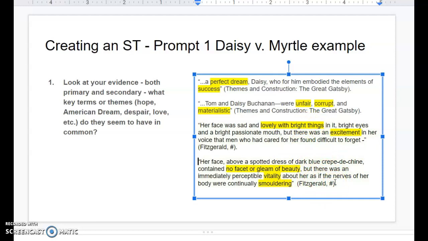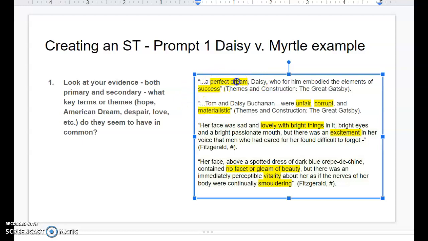Knowing that I'm looking at Daisy and Myrtle, I go to Themes and Construction to see what I can find about Daisy and Myrtle. I find this one: "a perfect dream, Daisy, who for him embodied the elements of success." Okay, great, that mentions Daisy by name. And then I find "Tom and Daisy Buchanan were unfair, corrupt, and materialistic."